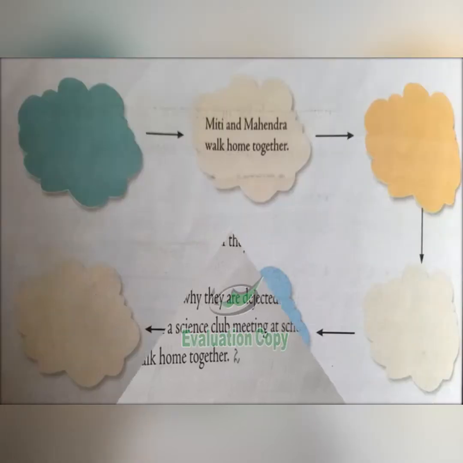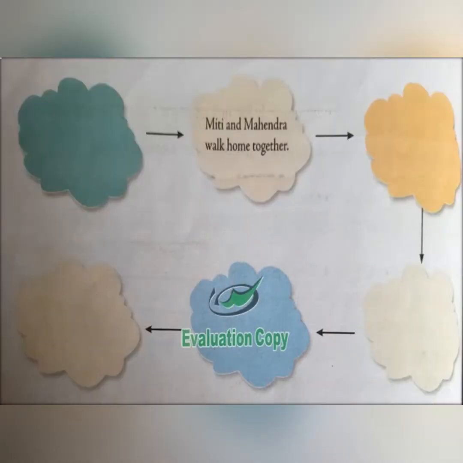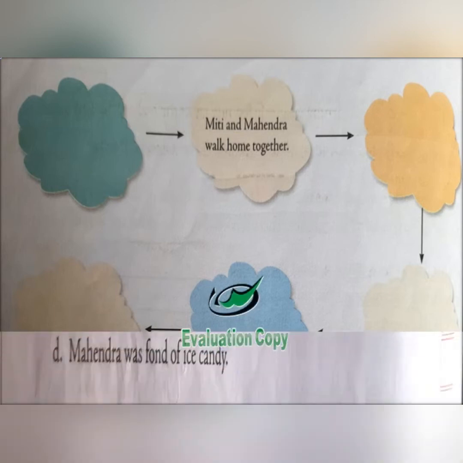Okay, so now you will turn your page. Okay, and here the speech bubbles are given. No? You can see those boxes. You can write them down, okay, in the correct order. The second one, Miti and Mahendra walk home together, is already written. The other 5 you can write. Okay, we turn to exercise 2.